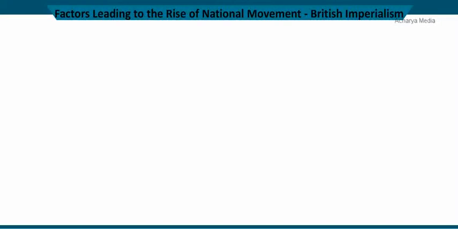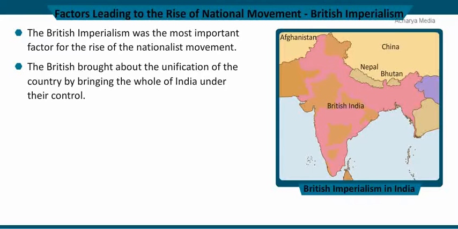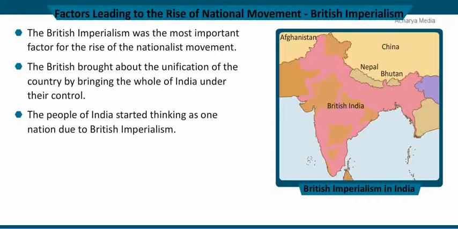Factors leading to the rise of national movement: British Imperialism. The British Imperialism was the most important factor for the rise of the nationalist movement. The British brought about the unification of the country by bringing the whole of India under their control. There was no unity among the Indians before the arrival of the British. The people of India started thinking as one nation due to British imperialism.